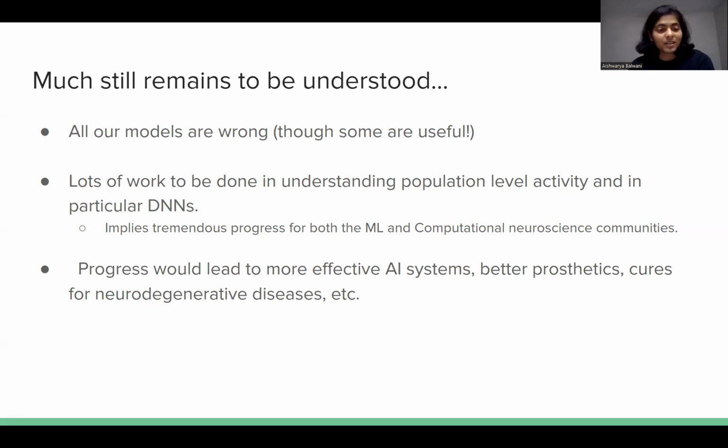And the hope really is that all of this progress would lead to more effective AI systems. Currently, the AI systems that are popular require a lot of training, and a lot of data needs to be fed to them, which isn't the case with humans. Humans don't need to see 1,000 images of a tree to be able to call the 1,001st image a tree. But that's just how our current AI systems work. Progress would also mean better prosthetics and cures for neurodegenerative diseases, or being able to replace function in cases of accidents and things like that.